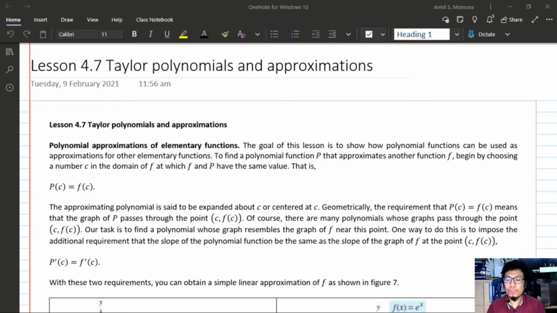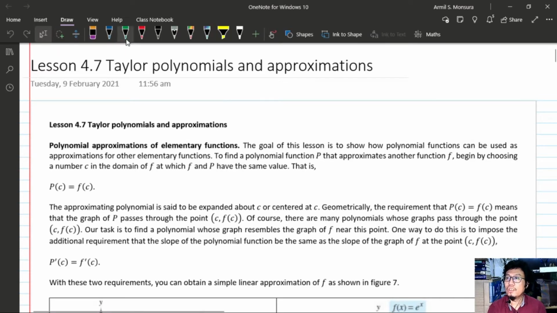Later on we will be able to use this technique also to generate polynomials that would approximate or represent a function when we attempt to solve differential equations having variable coefficients. So the goal of this lesson is to show how polynomial functions can be used as approximations for other elementary functions.